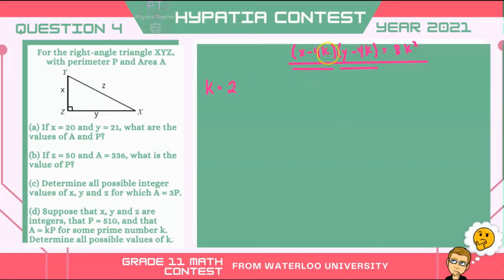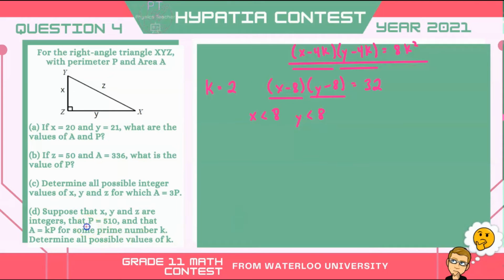And if we do that, if we sub in k equals 2 into this equation, we're going to get (x minus 8) times (y minus 8), which will equal, well, 8 times 2 squared. That is going to equal 32. Well, if we look at this, 32 is a positive value. That means that this term and this term are either both positive or both negative in order to get positive 32. Now, if they're both negative, that would mean that x is going to be less than 8 and y is going to be less than 8.